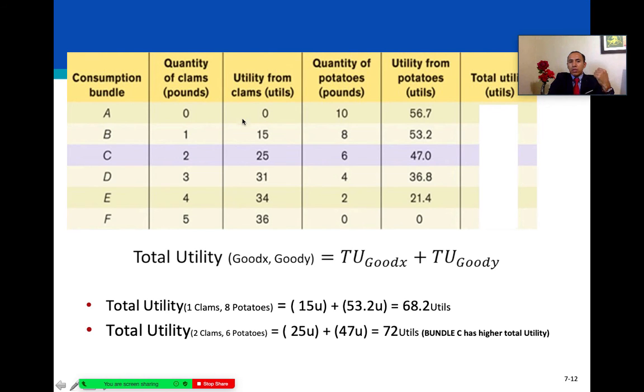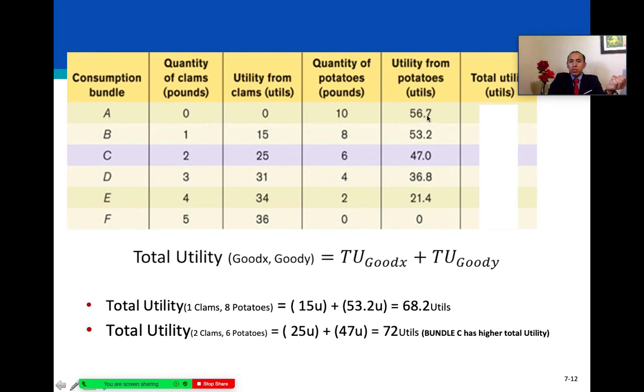And we have the utility. You're going to be given the utility because it's a hypothetical estimate of what each clam is giving you as satisfaction. 1 clam gives you 15 utils of satisfaction. 2 clams give you 25 utils. 3 clams, 31 utils. And so it is for potatoes. 10 potatoes give you 56.7 units of satisfaction. 8 potatoes give you 53.2 units of satisfaction. 6 potatoes give you 47.0 units of satisfaction.